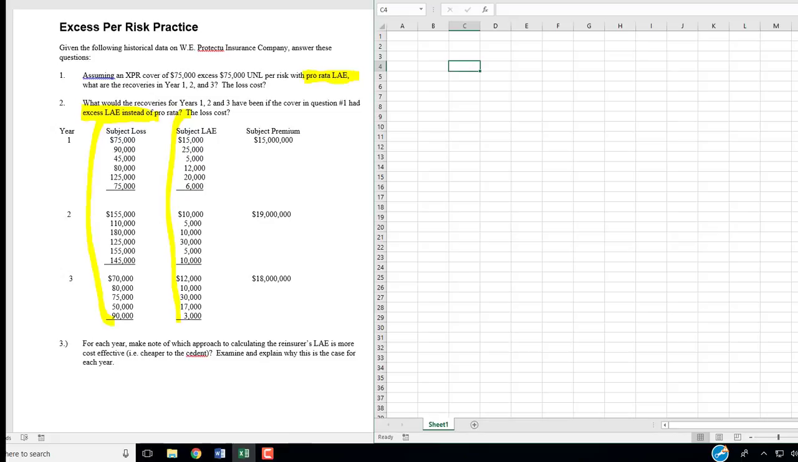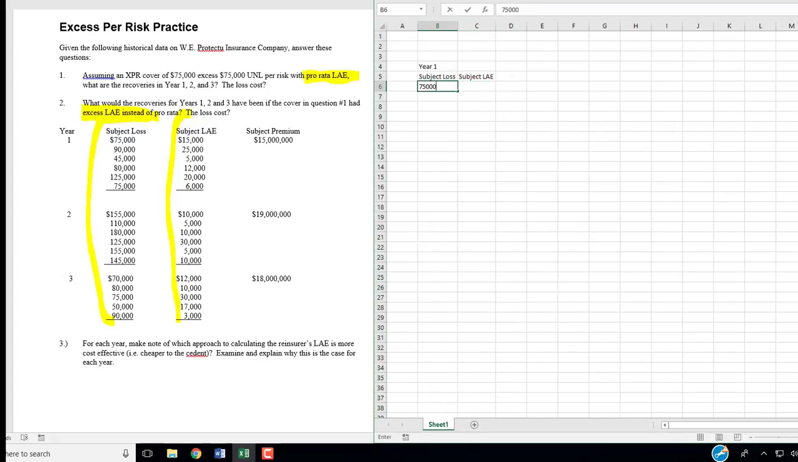And the way that I work this problem is to make a chart for myself. We'll start with year 1. And we'll label the first column here subject loss and subject LAE for the second column. And those are just the given numbers. So that's 75,000, 90,000, 45,000, 80,000, 125,000, 75,000. And then for subject LAE, 15,000, 25,000, 5,000, 12,000, 20,000, and 6,000.